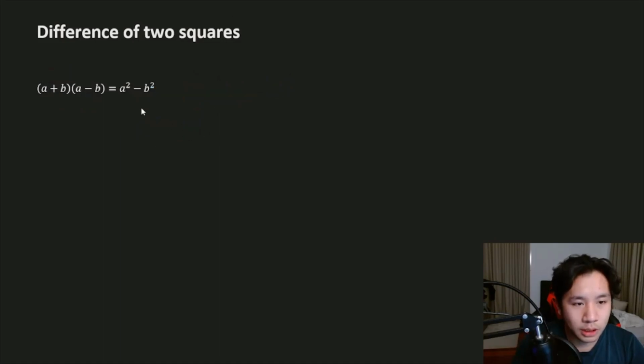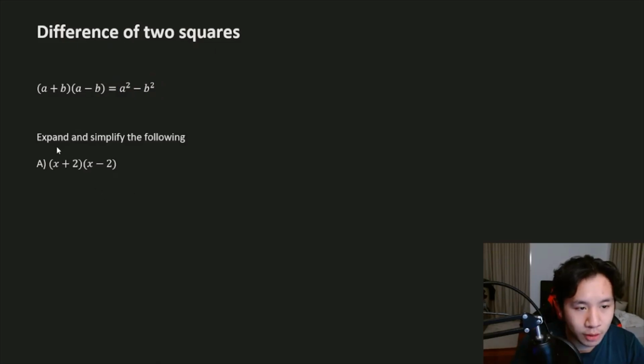And so this is what is known as a difference of two squares. It's called the difference of two squares because there's a difference right here, and we have two squares, a squared and b squared. So let's see how we can use this information. Here we have the question: expand and simplify the following, x plus 2 times x minus 2. If you look at this one, it's very similar to this, and it's very easy to use as well.